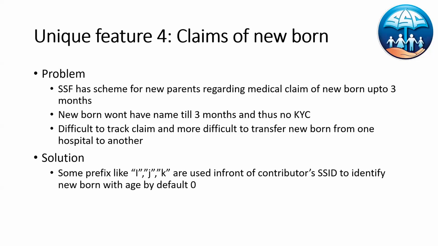We give their ID as I followed by the contributor ID, J followed by the contributor ID, K followed by the contributor ID, with their default age 0. So the name of the newborn will be the same as the name of the contributor, but the age will be 0, and it will be considered a newborn in our system. Every balance or benefit ceiling will be deducted from the contributor's billing. This has been implemented in our system, and we understand this as a unique feature that has been practiced in OpenEMIS.